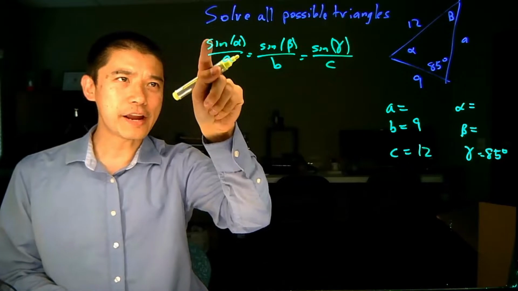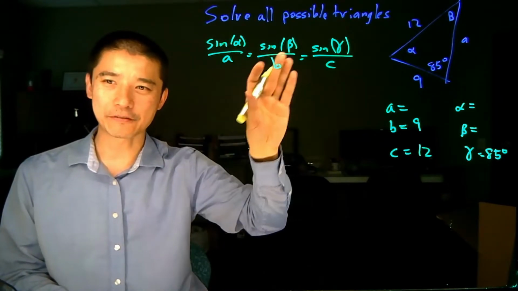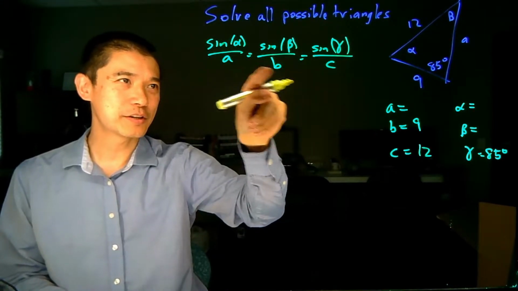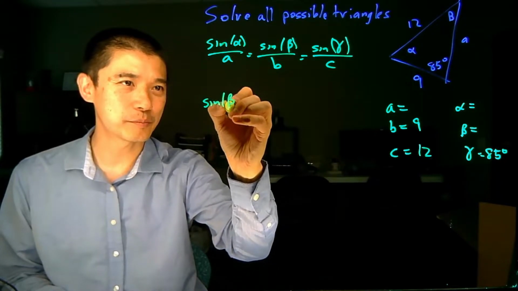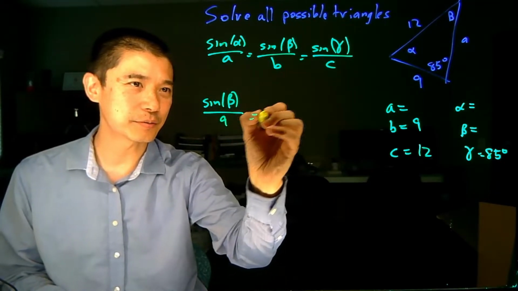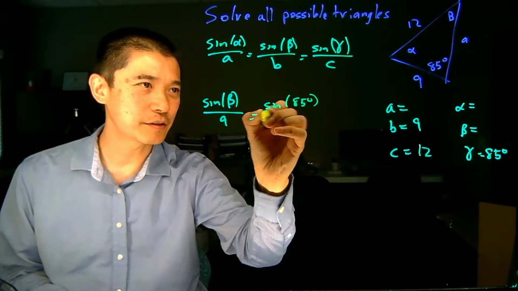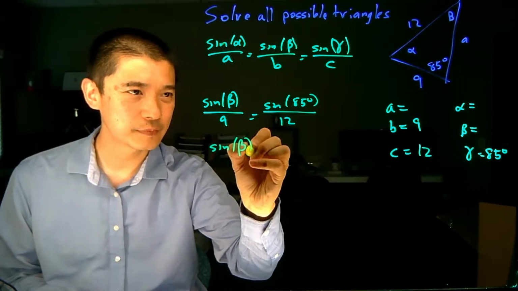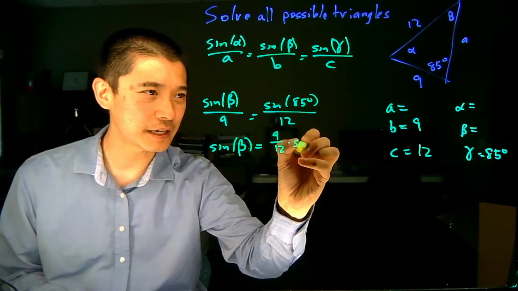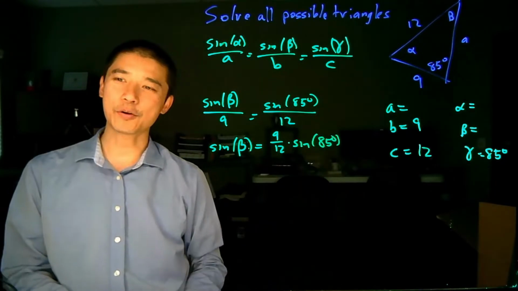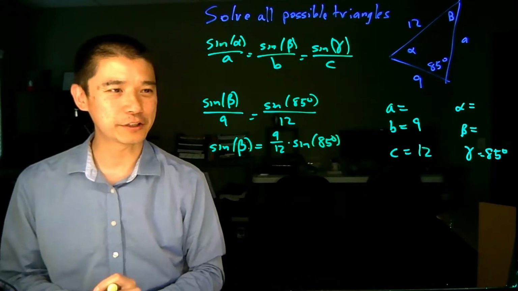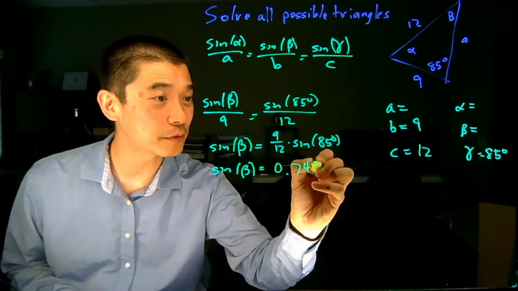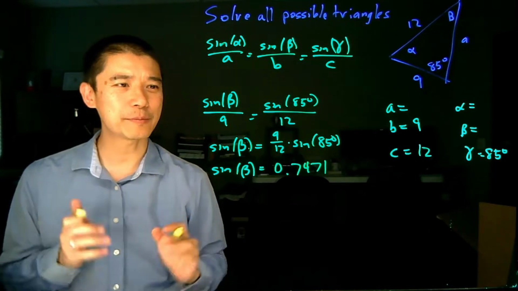Since we don't know either A or alpha, this entire first fraction is unknown to us, so we have to just ignore that for now. And let's focus on this part. We know B, we know C, and we know gamma. So this allows us to set up an equation to solve for beta. Sine of beta over 9 is equal to sine of 85 degrees over 12. All right, so we solve for the sine of beta: 9 over 12 times sine of 85 degrees. Now at this point, there's nothing to do except just dump this into a calculator and get a number out of it. So sine of beta is equal to 0.7471.